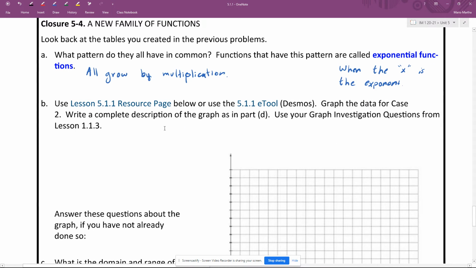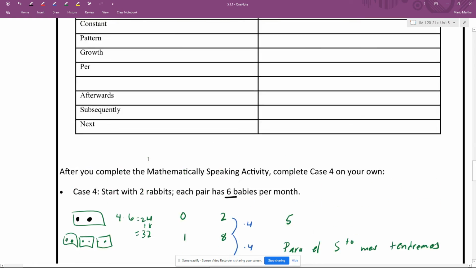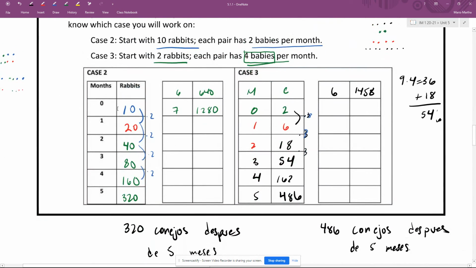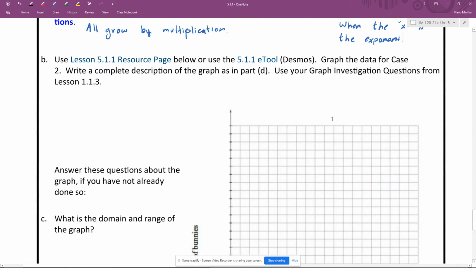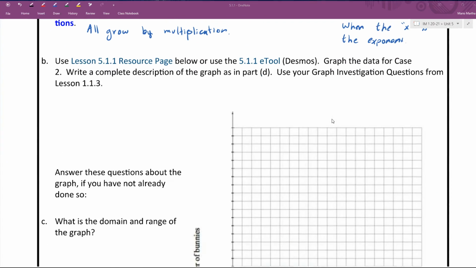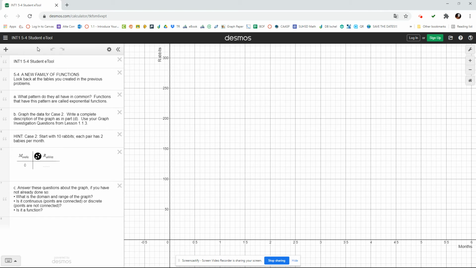Now we're not going to use the resource page in this case; we're actually going to use the E tool. We want to graph the data for case 2, and then write a complete description of the graph as in part D. In case 2, we started off with 10 rabbits, and each time it was doubling. We're going to do this over in Desmos. The link should be right there for you as well.